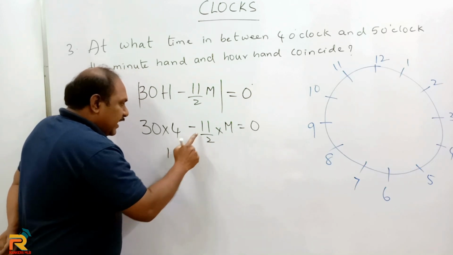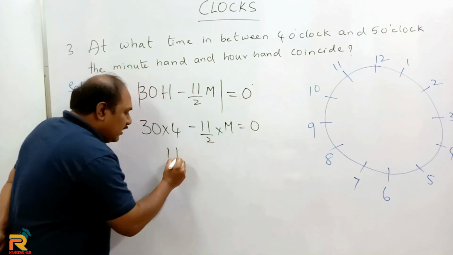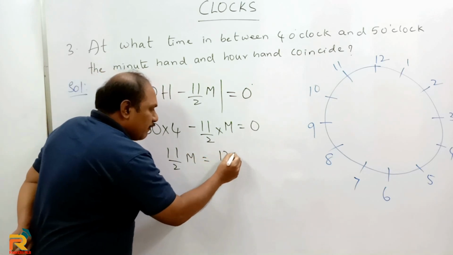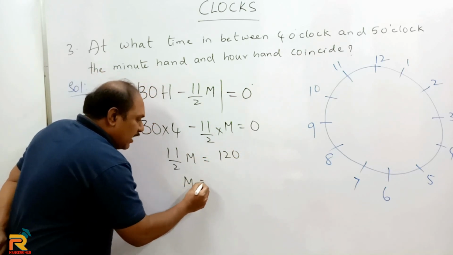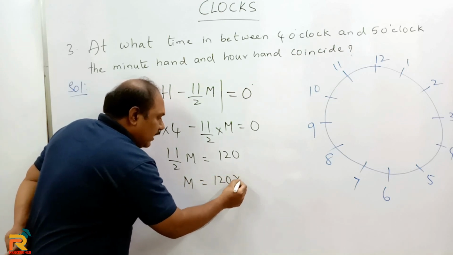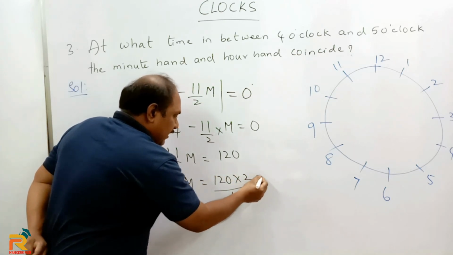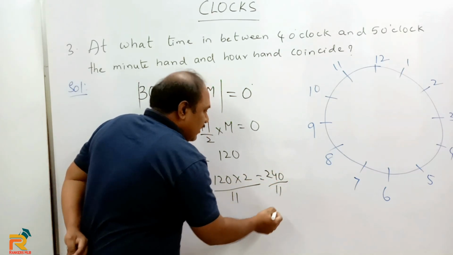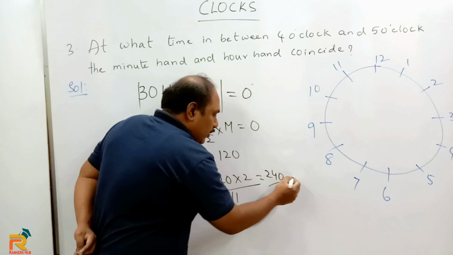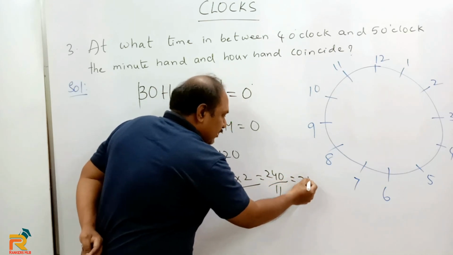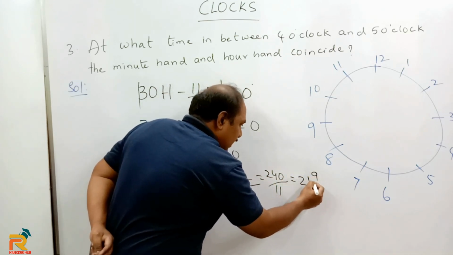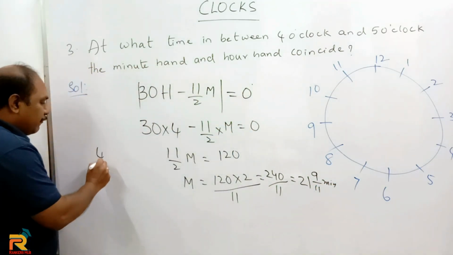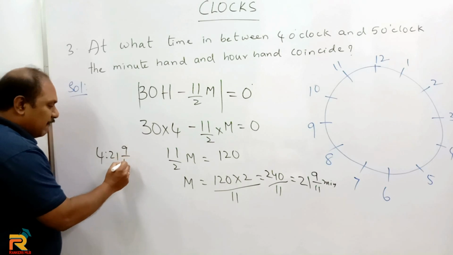Now take this minus 11 by 2m to the other side. So 11 by 2m is equal to 30 into 4, 120. So m value should be equal to 120 into 2 by 11. So 120 into 2 is 240 by 11. 11 2s are 22, remainder 20. 11 1s are 11, remainder 9 by 11. So the answer for this question is at 4:21 9 by 11 minutes.